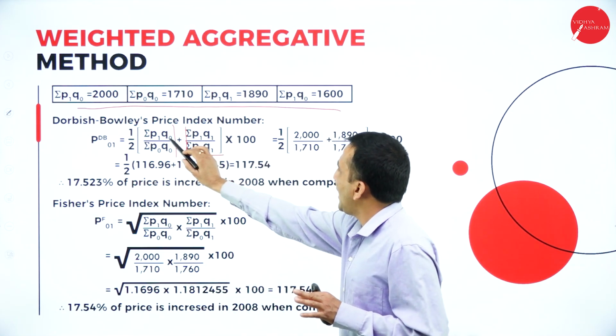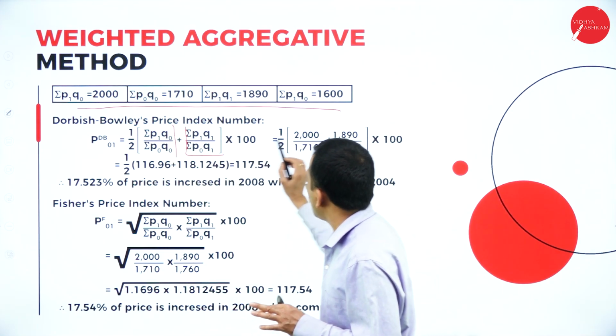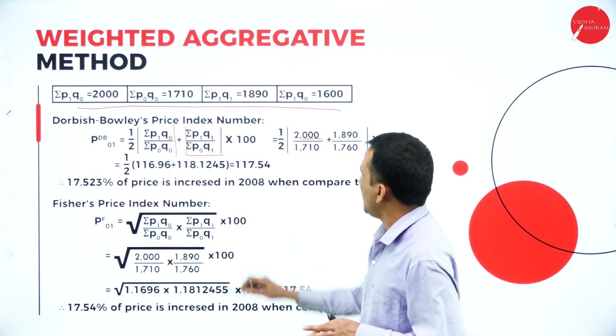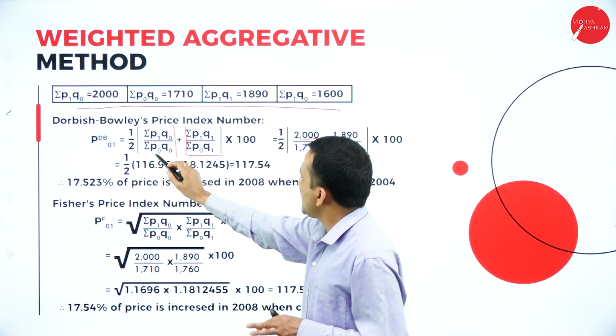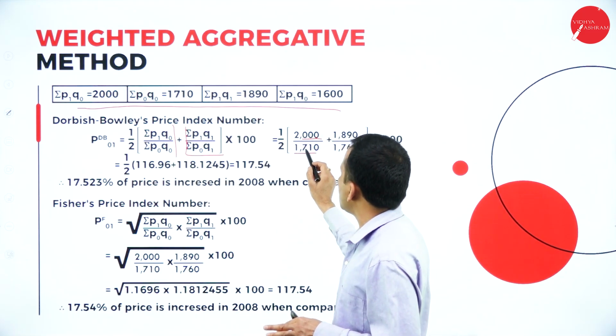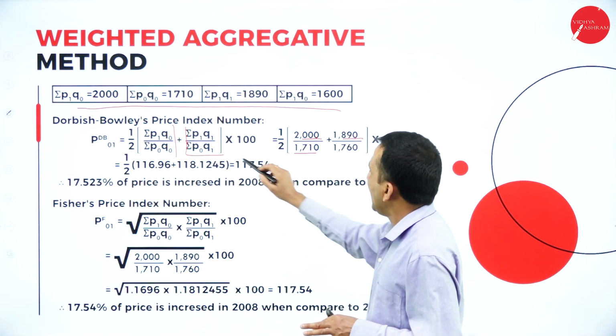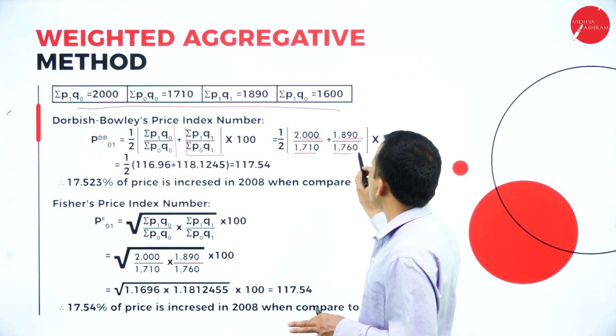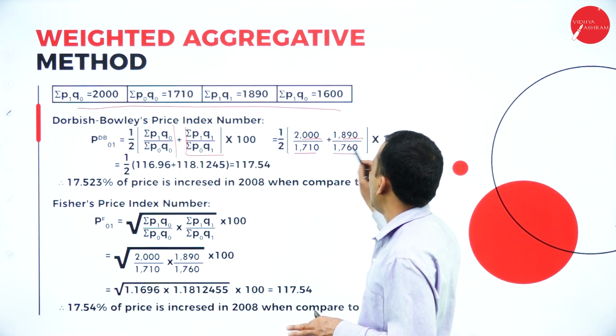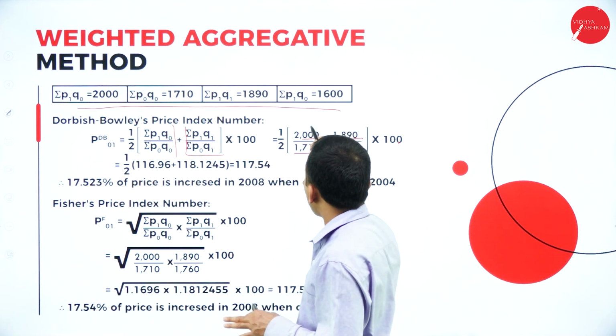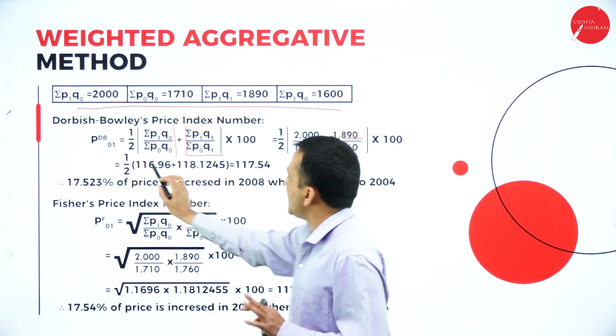So the values are as they are: the P1 Q0 value we are getting is 2000 from the table, the P0 Q0 value 1710, the P1 Q1 value 1890 and the P0 Q1 value 1760, into 100. Okay, take the total together. So you can divide directly. The half I am writing as it is.